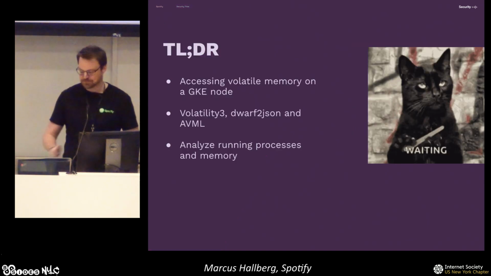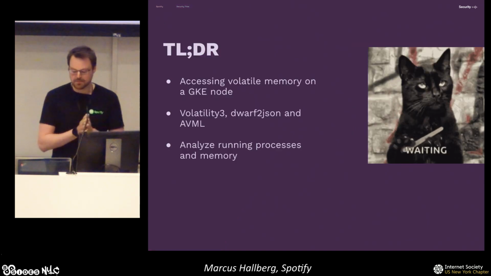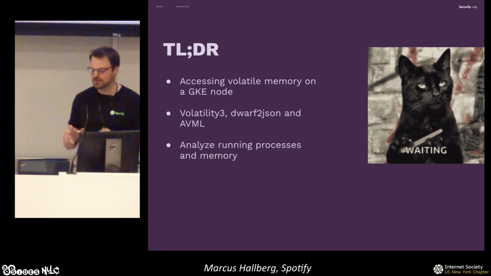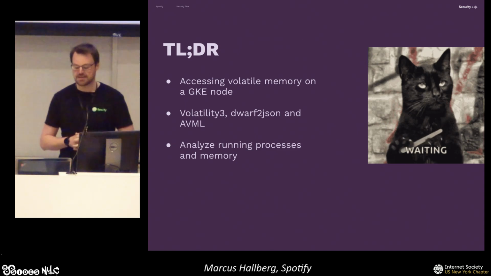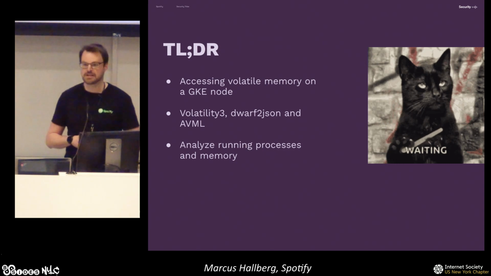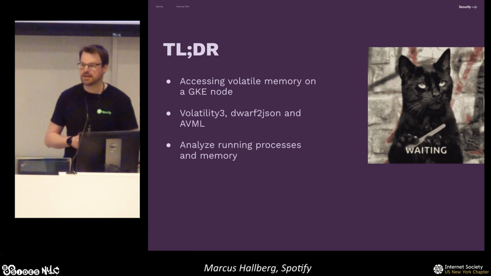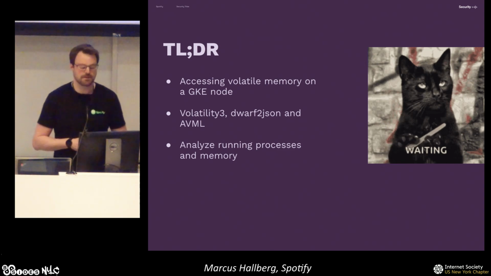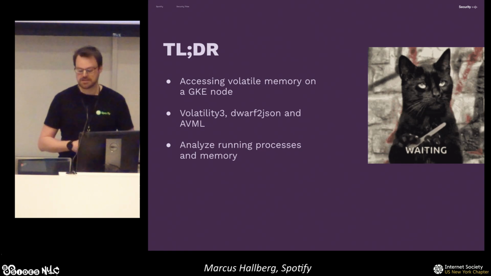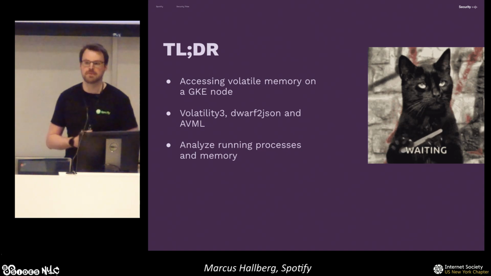So, what is the summary then of this talk? The only thing I want you to take away from this talk today is basically how we can access volatile memory on a GKE node, which I'm going to show you how we can do. I'm going to do that using 3 open source tools called Volatility3, Dwarf2JSON, and AVML. And combining these tools together using a script that I built and spinning up infrastructure using Terraform, I'm going to show you how we can analyze all the running processes and memory on a live GKE node in Google Cloud.